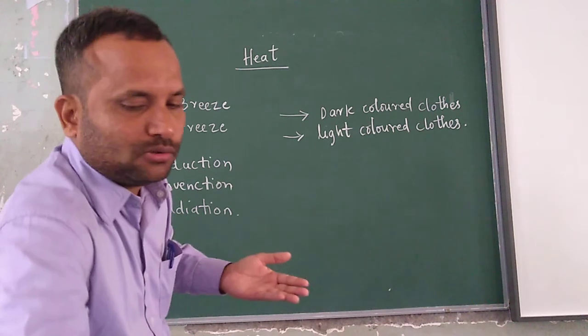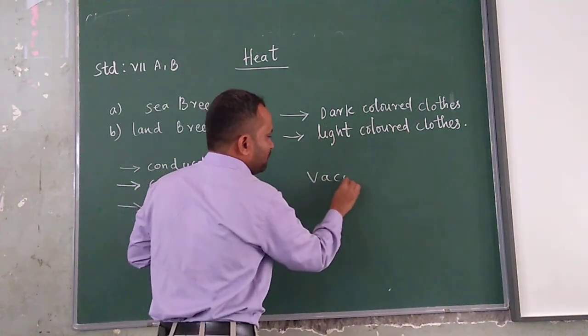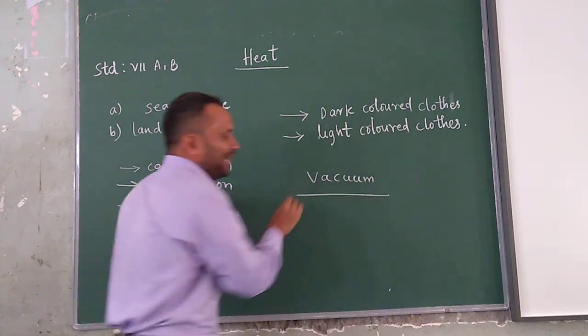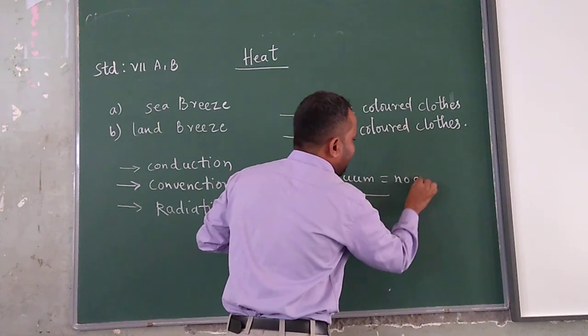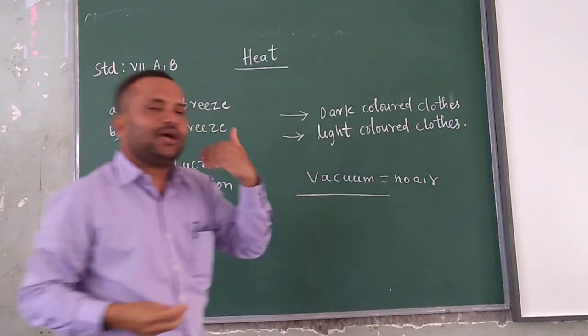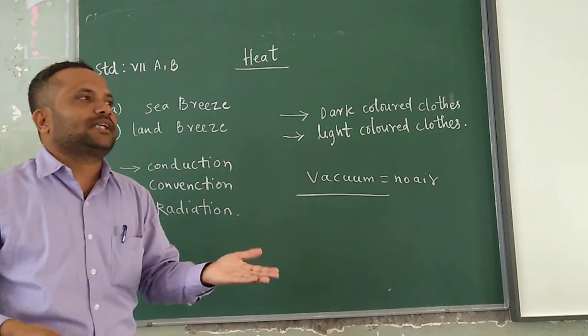Vacuum means where there is no air. Even though there is no air, the sun's radiations can reach the earth's surface.